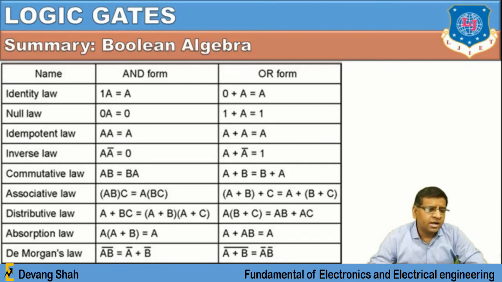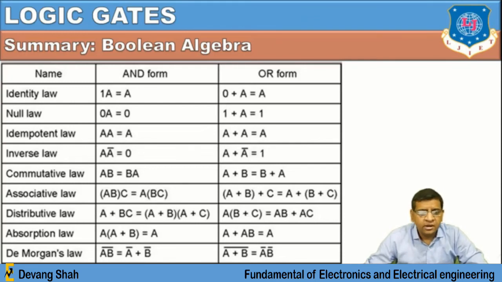From that you can see the inverse law is A dot A bar is equal to 0, because it's a multiplication with the complement of each other. And A plus A bar is equal to 1, because it's an ORing function. Like the commutative law we have just discussed, A dot B is equal to B dot A, and A plus B is equal to B plus A, right? In the same way here we have the associative law. So (A dot B) into C is equal to A into (B dot C). Same with the ANDing and ORing operations, the distributive law we have just discussed: A plus BC is equal to (A plus B) into (A plus C), right?